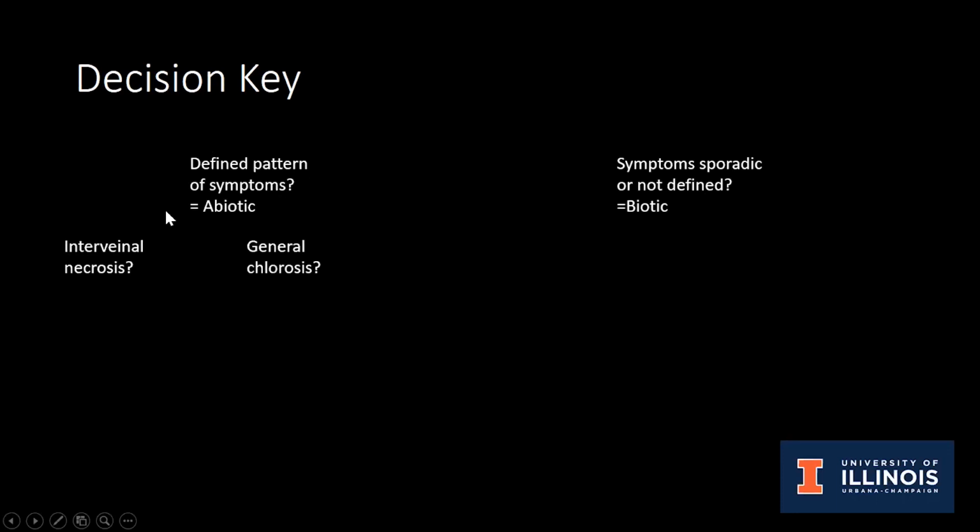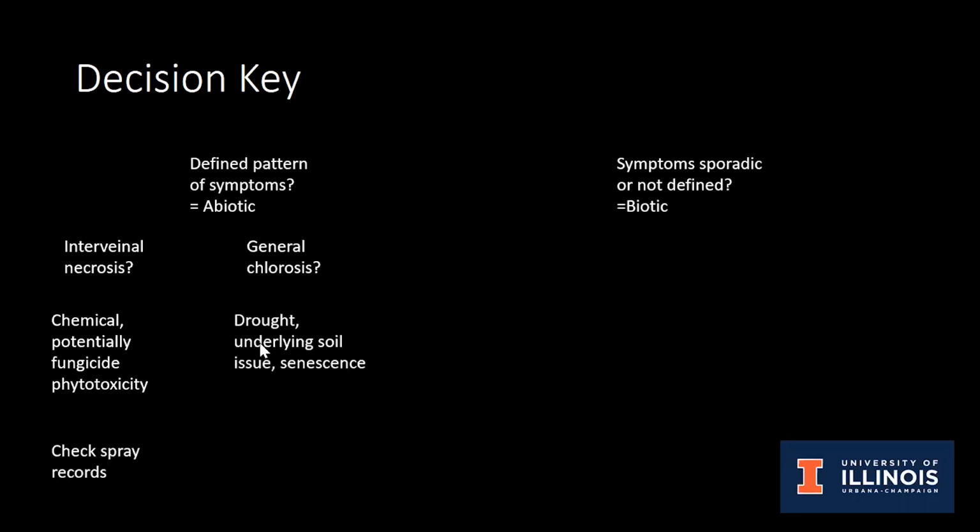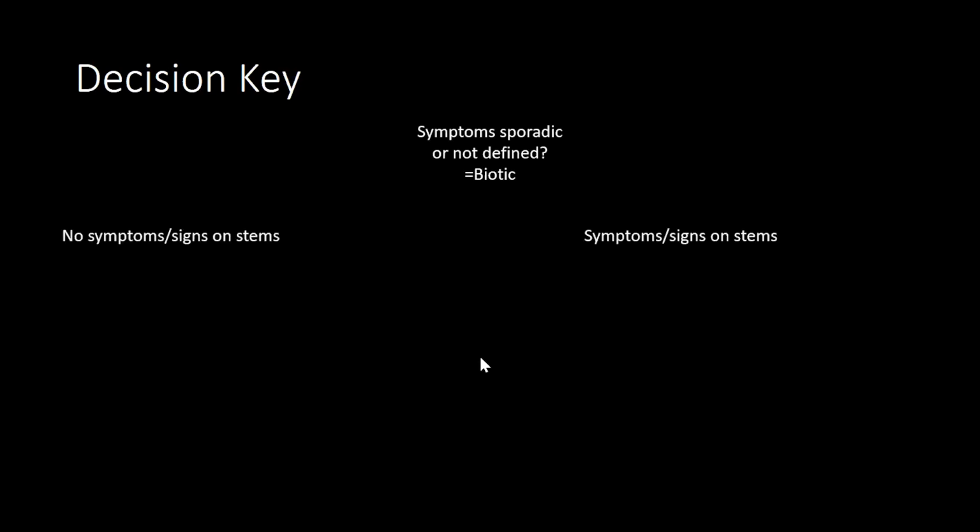If I go out there and I look at my plants and there's interveinal necrosis, that might indicate some sort of fungicide phytotoxicity. And again, that's something that tends to show up a little earlier in the season after doing a spray. If you see general chlorosis, that might just be senescence, a soil issue, or drought. And you just want to kind of sit back and wait another couple days and observe. If they're sporadic or not defined, that's going to indicate that you have a biotic disease.